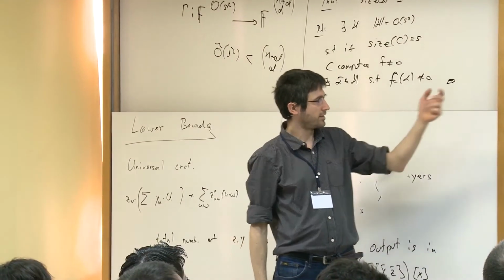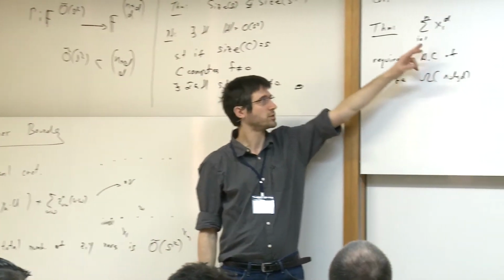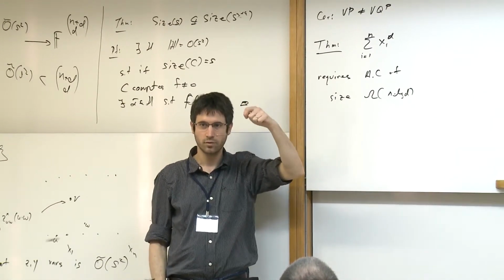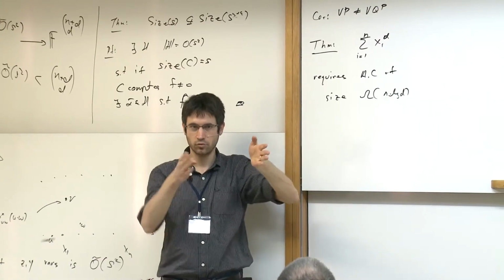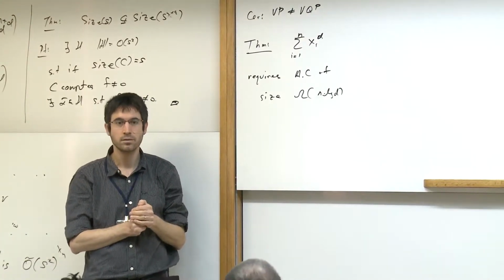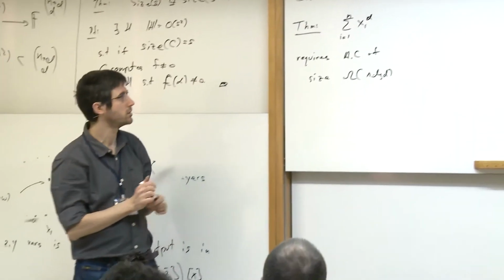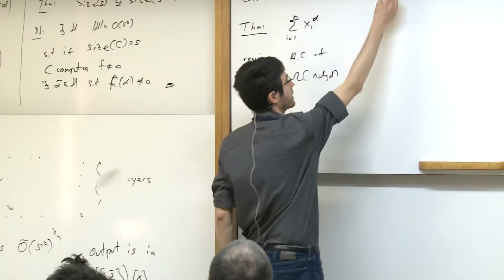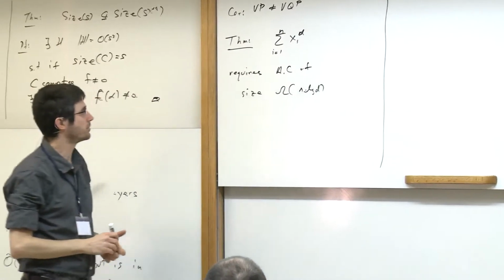Yeah, so clearly this is also an upper bound, right? Because you can just compute the iterative squaring that takes log d, and you do it for each variable, and you sum them up together. Okay. All right, so let's prove this next.